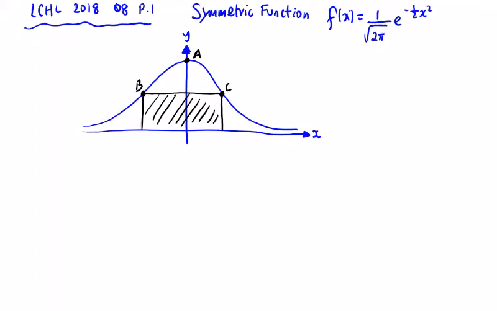This 2018 Leaving Cert Higher Level question 8 on paper 1 was this symmetric function f of x is equal to 1 over the square root of 2 pi times e to the power of minus a half x squared, which is your normal distribution curve. Part A asks you to find the point A in terms of pi.